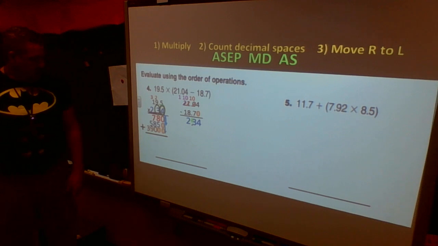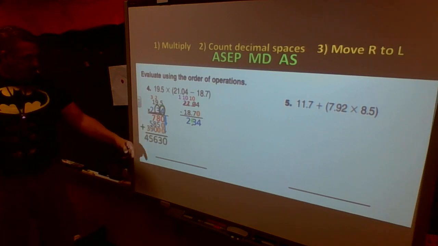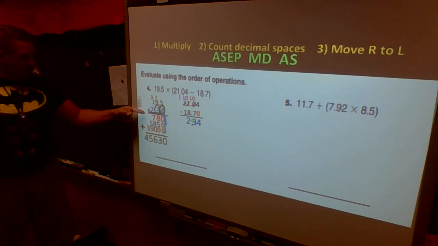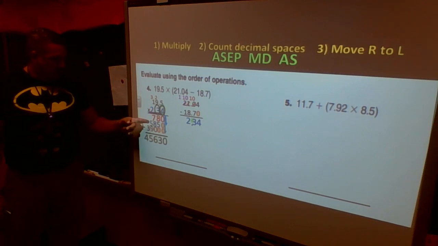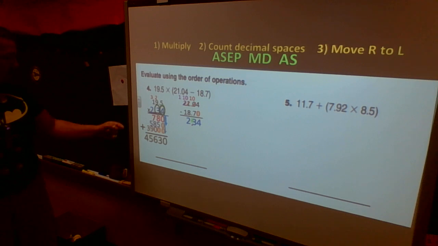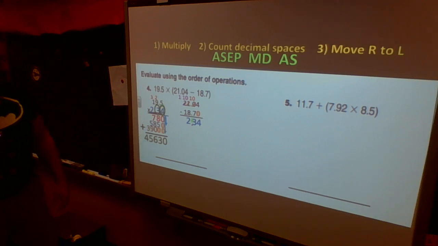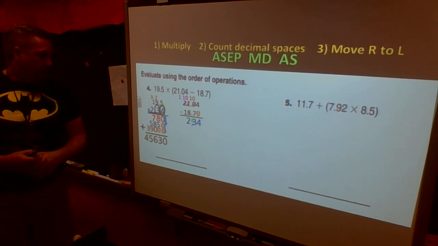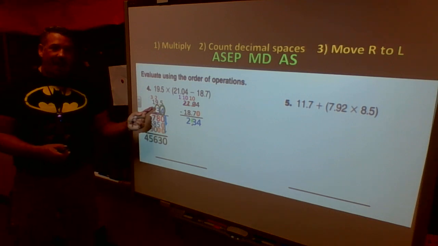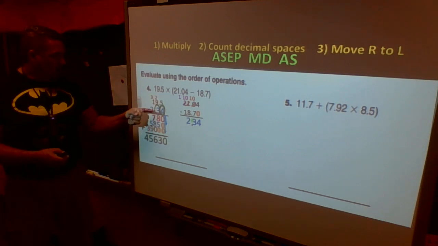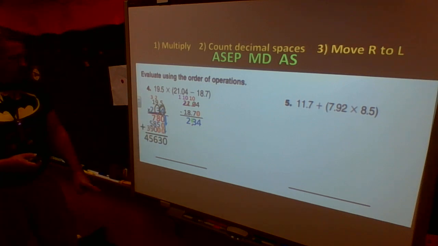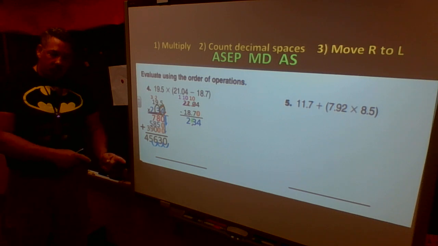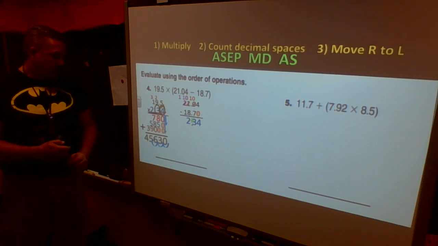I have zeros. I have 8 and 5, which is 13, carry a 1. 8, 7, and 1 would be 16, carry a 1. 9, 1 is 10, plus 5 is 15, carry 1. 1 and 3 is 4. How many decimal spaces do I have in my problem? I only look back at this one. I have 1, 2, 3 decimal spaces. So I'm going to move 3 times from the right to left. Then I drop off my 0.